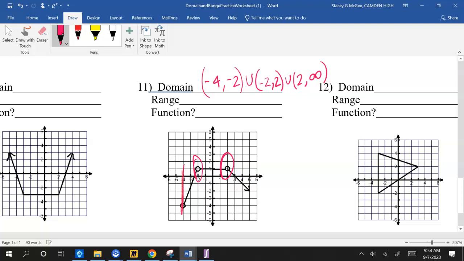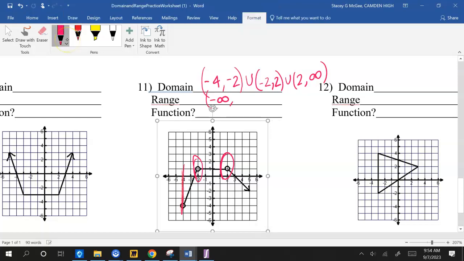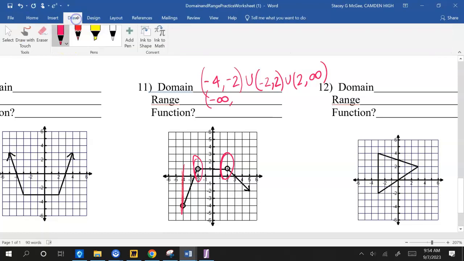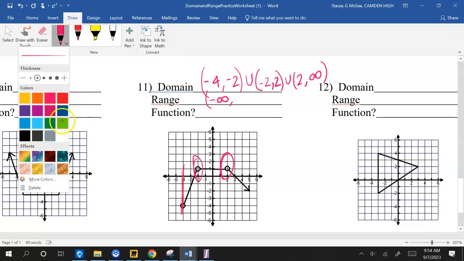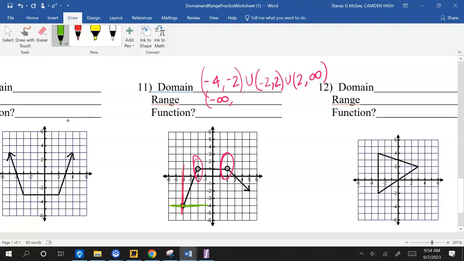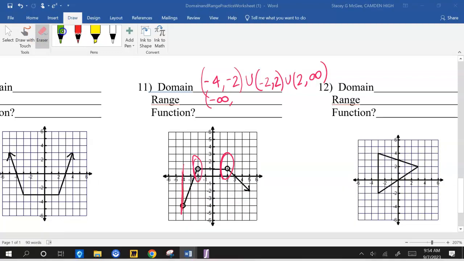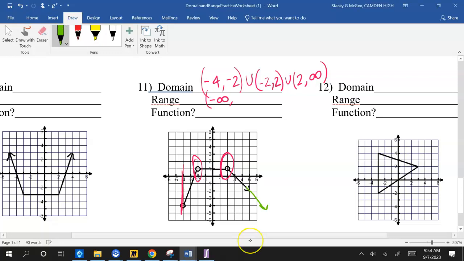And then range. So I'm going from the bottom up. So what's the lowest the graph ever goes? Negative infinity. As I make my way up, I need to start looking for things that might be blocking. So I'm looking here, right? Actually, no, I lied. I'm looking here at it going down forever. That's my negative infinity. As I make my way up, is that a roadblock?